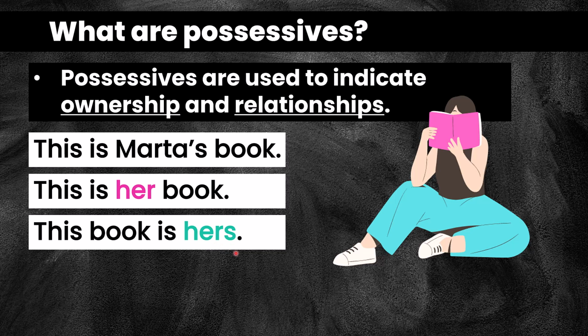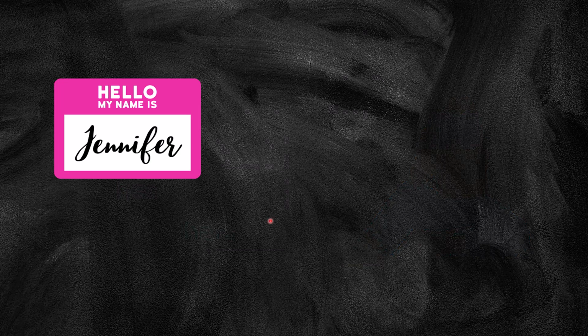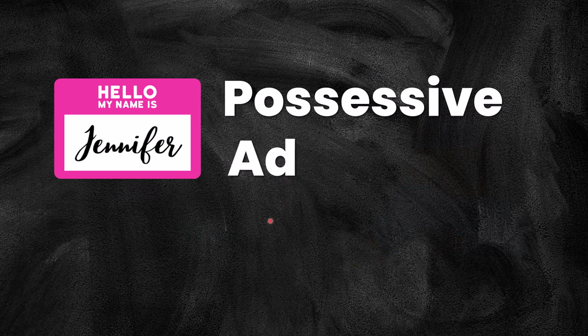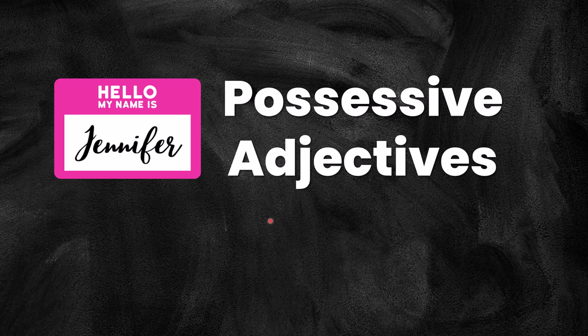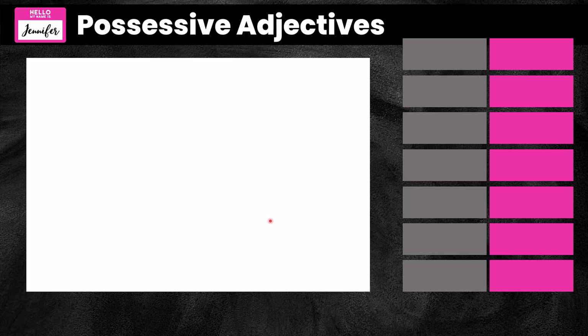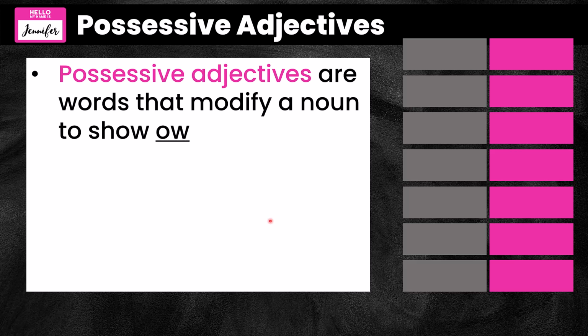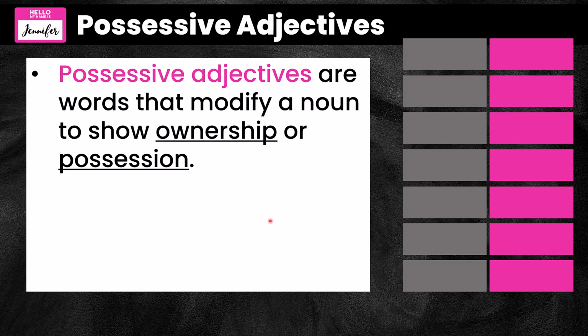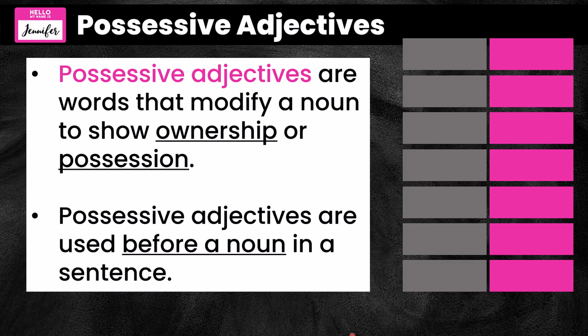It can be confusing to know when to use her or hers and to tell the difference between the possessive adjective versus the pronoun. So I'm going to help you understand the difference. First, we're going to talk about possessive adjectives. They can also be known as determiners. So possessive adjectives are words that modify a noun to show ownership or possession, or show a relationship. Possessive adjectives are used before a noun in a sentence.